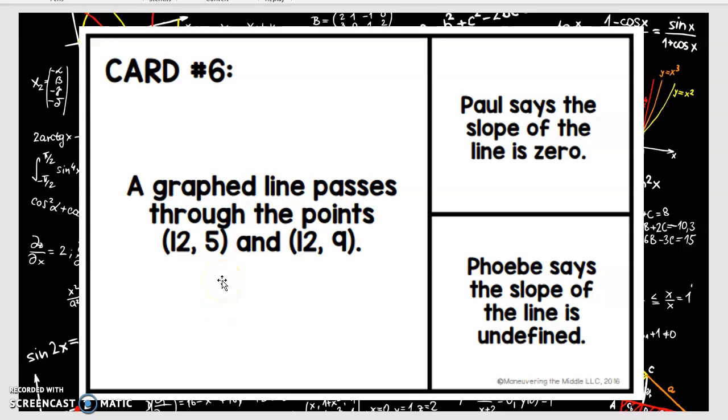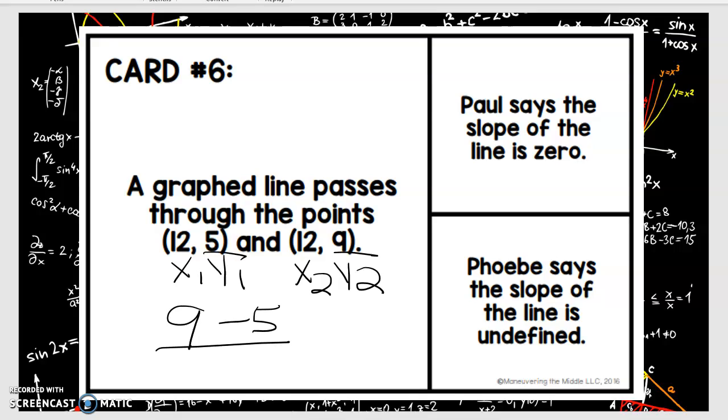All right, this one. It is a graph line passing through these points. Is it a slope of 0 or is it a slope of undefined? Go ahead and push pause. All right, you should have pushed pause and now push play and waiting on your answer. So first things first, like I just did with the other one, we are going to label x1, y1, x2, y2. And so I have 9 is my y2, 5 is my y1. Put that over 12 minus 12. Ooh, look at that. So 9 minus 5 is going to be 4, and then 12 minus 12 is 0.